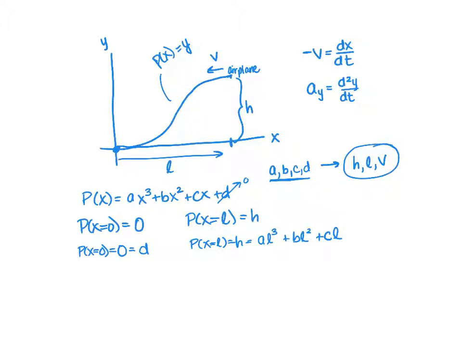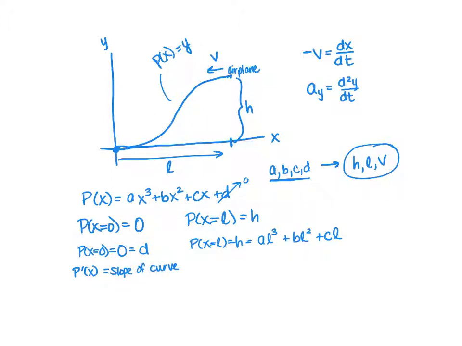The other two things they told you is to think about the derivative of P of x, which is really just the slope of the curve.